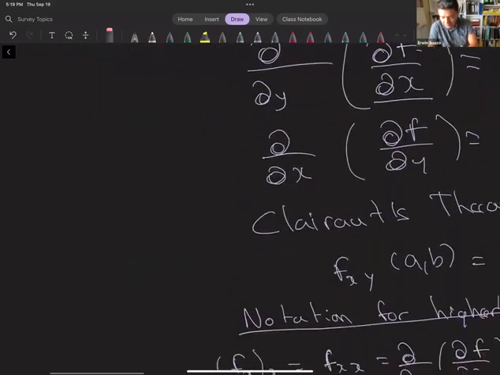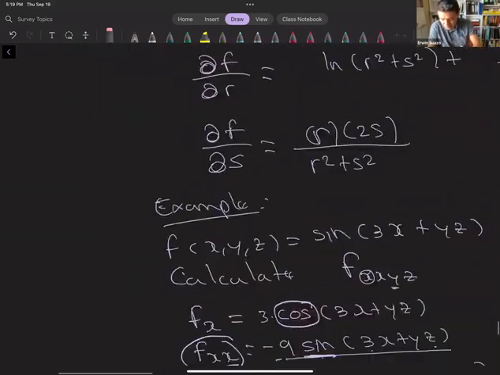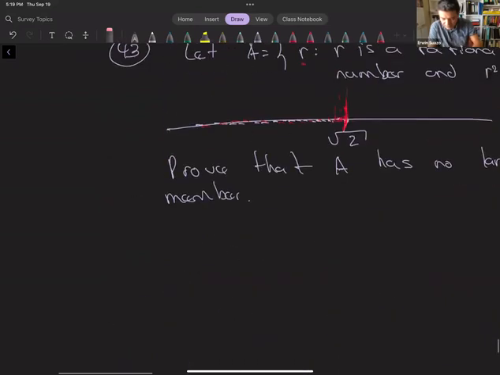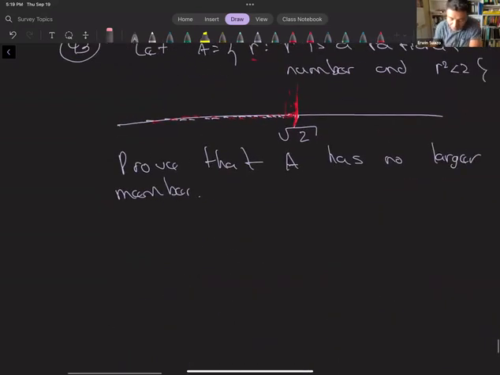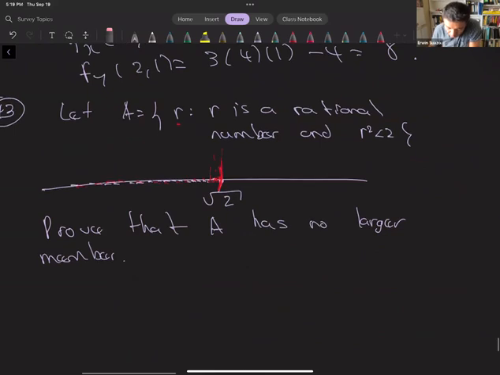So this is an example of a set where I can construct a sequence of rational numbers that converges to the square root of 2. And the square root of 2 is not a rational number. So in that sense, the rational numbers are not closed under convergence. Okay, that's going to be a very important property of the real numbers.